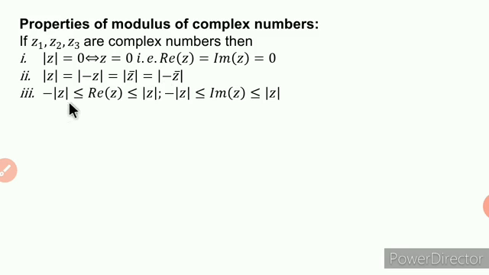Third, minus mod z is less than or equal to the real part of z, which is less than or equal to mod z, and minus mod z is less than or equal to the imaginary part of z, which is less than or equal to mod z.